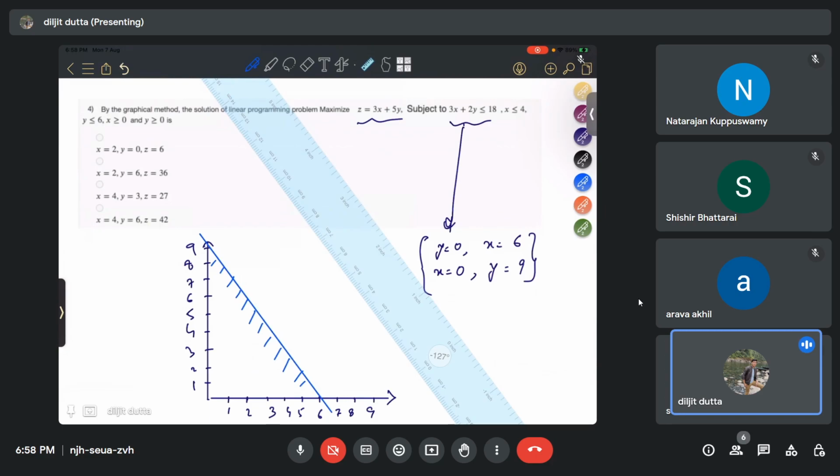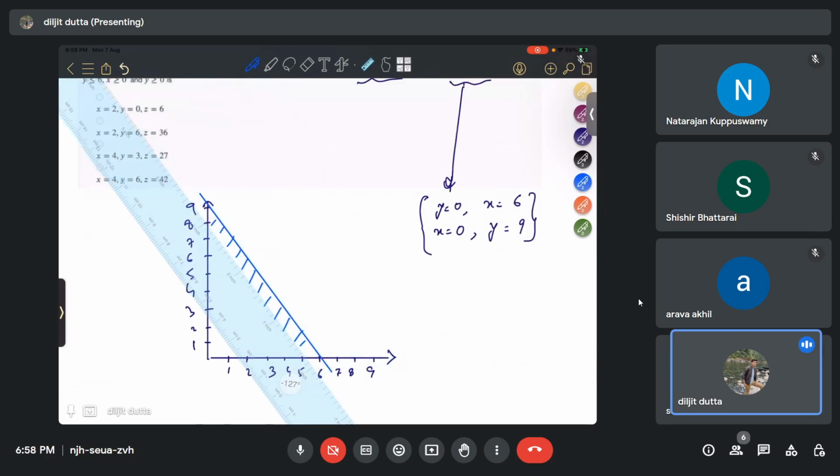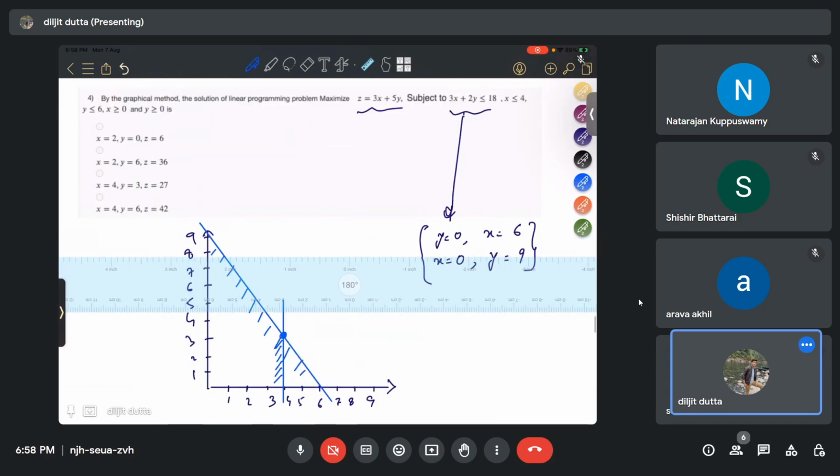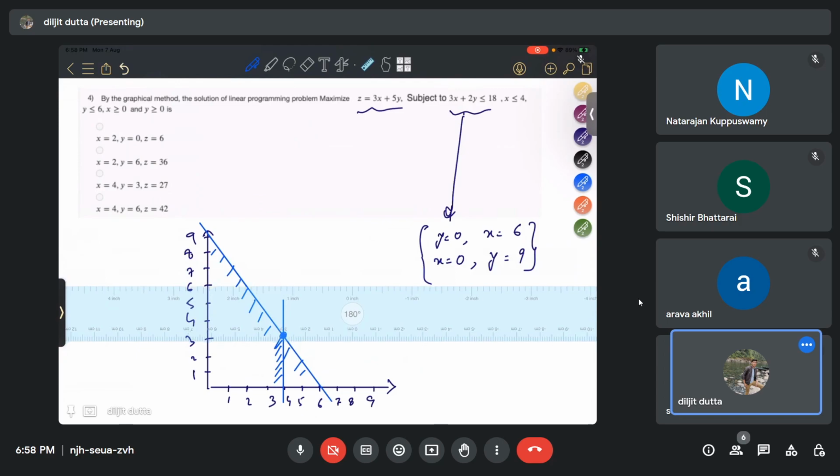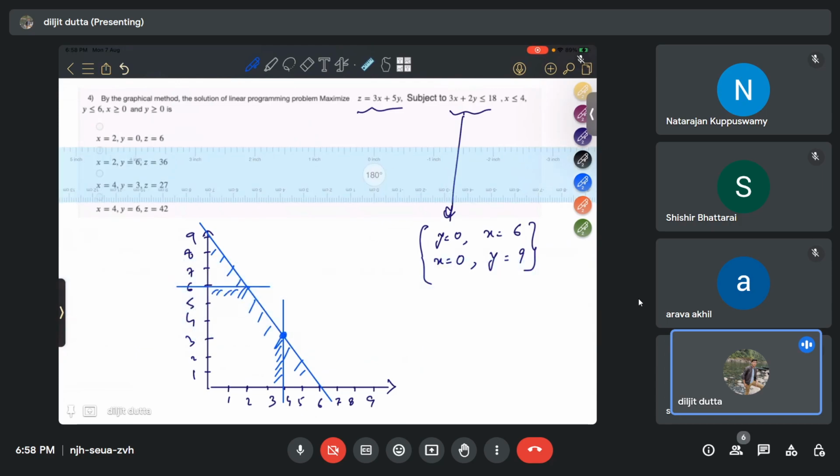The second is x less than or equal to 4. X less than or equal to 4 is this region. If we just do this, we will have this region. We have one vertex point, and the third is y less than or equal to 6.